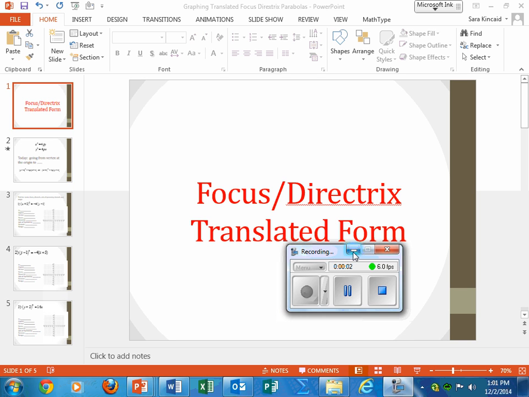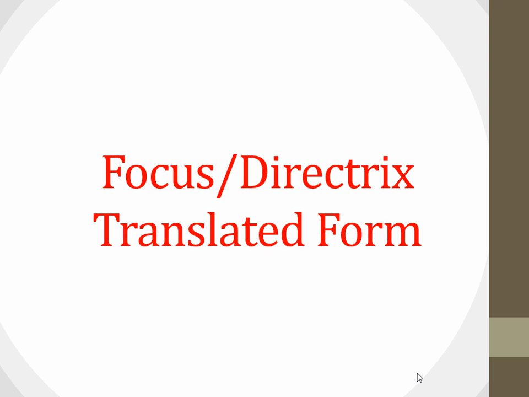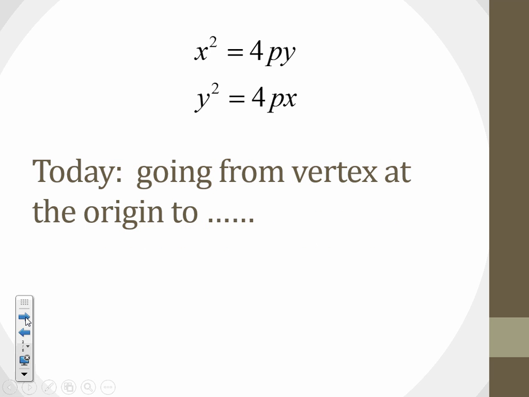Hello, Algebra 2 students! So here we are, focus and directrix translated form today. You know how the last couple days we've been taking it kind of easy and having that vertex at 0, 0? Today that changes. So what's this going to look like and how are we going to go about this?